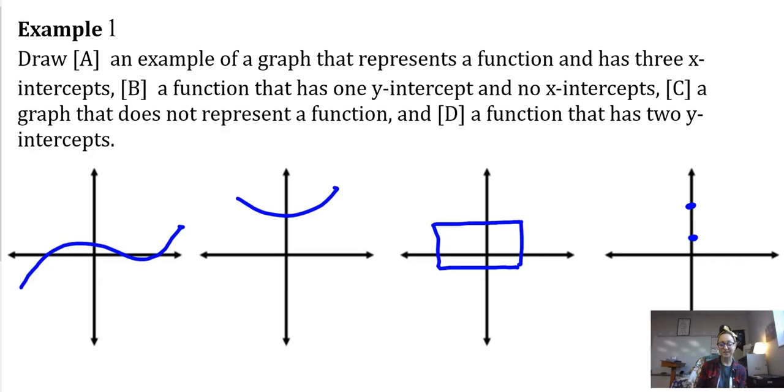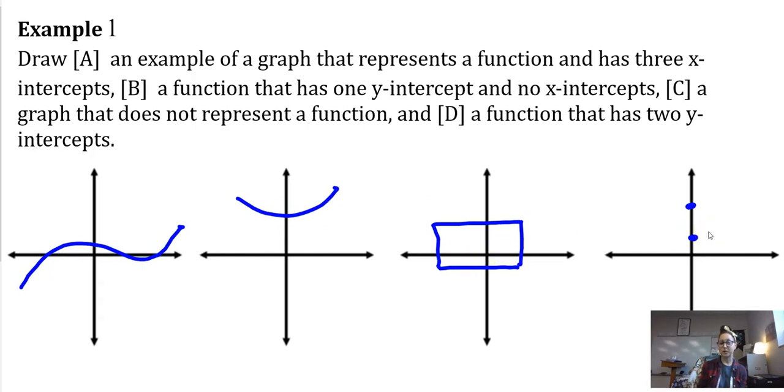All right, here are some possible answers. Of course, answers may vary. So here's a graph that passes the vertical line test, so it is a function, and has 1, 2, 3 x-intercepts. This one passes the vertical line test, 1 y-intercept, no x-intercepts. This one does not pass the vertical line test.